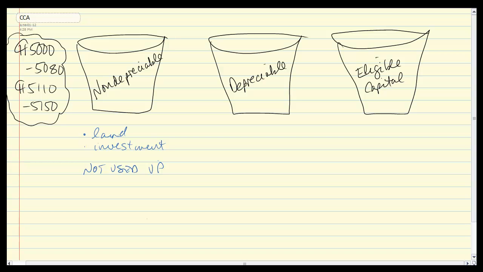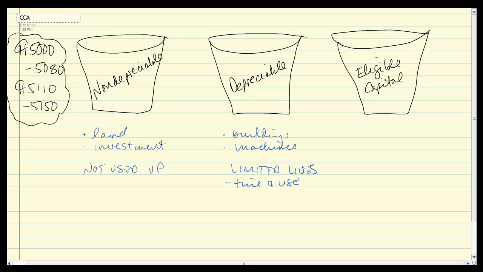Then we have things that are depreciable, and so we'll use buildings, machines, the usual suspects of what companies need. And these things have limited lives, right? Time and use kill them, basically. They wear them down and they need to be replaced.